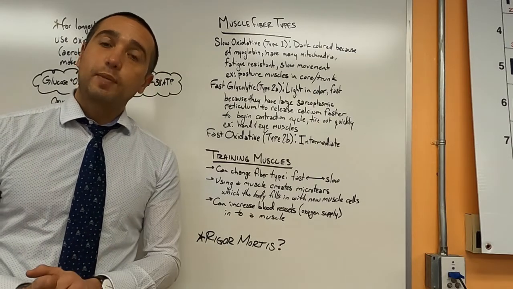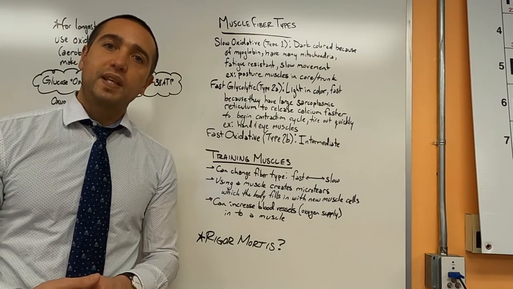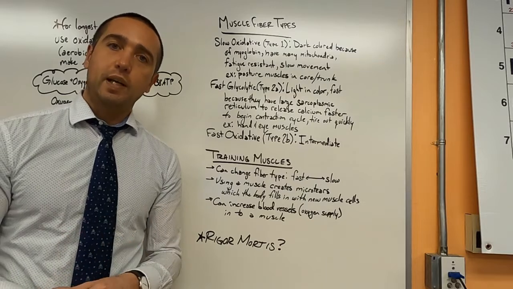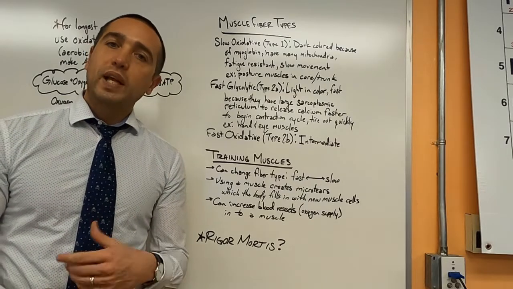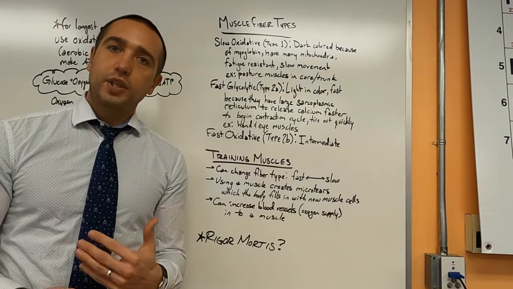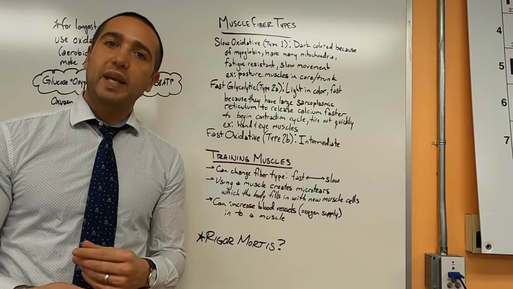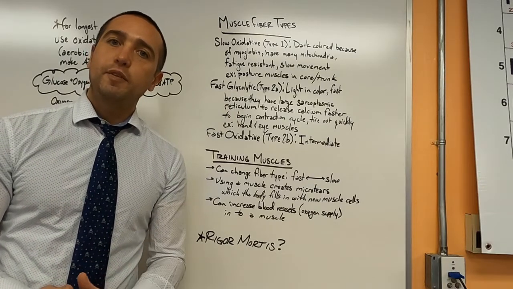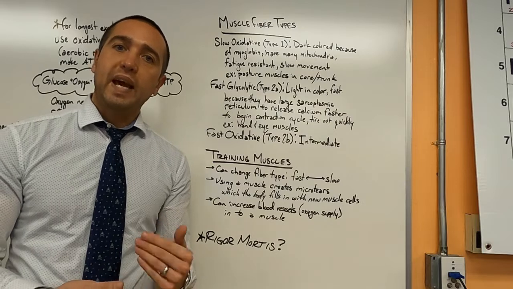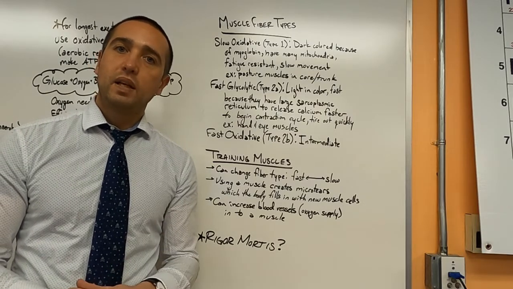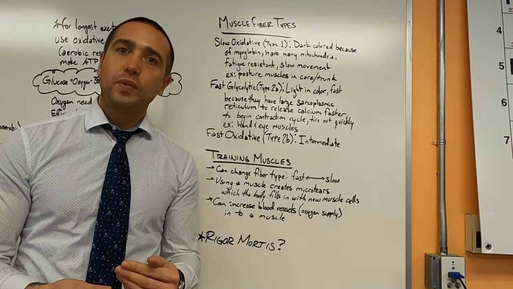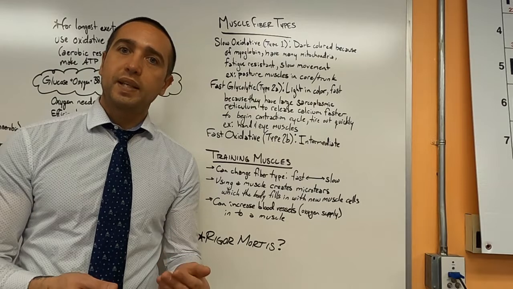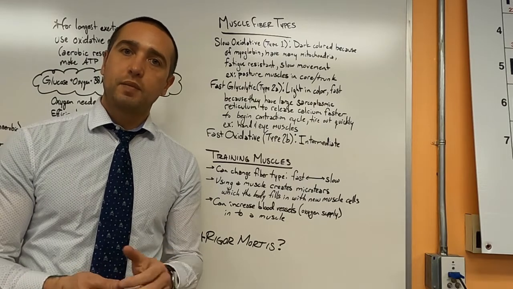And the last thing I wanted to talk about is rigor mortis. That's the stiffening of the muscles when an animal dies. When an animal dies, it no longer is taking in oxygen, and it is no longer making ATP. And what we saw is that ATP is needed for the myosin to release the actin in a muscle cell. And so with no ATP, the actin and myosin stay bonded, and it makes the muscle stiff.